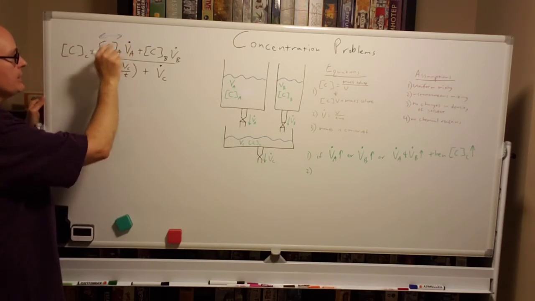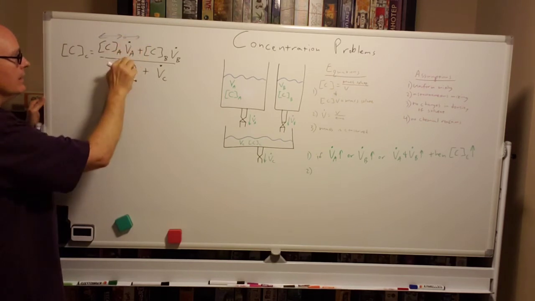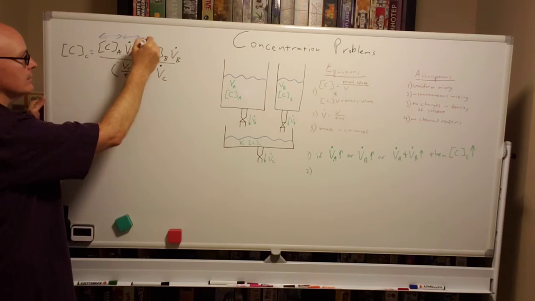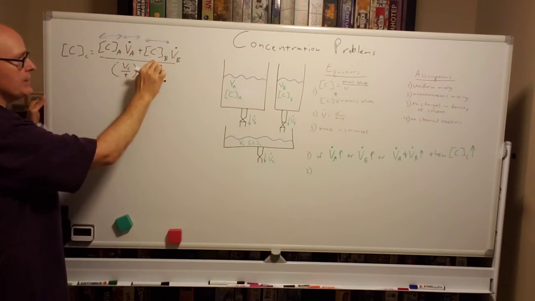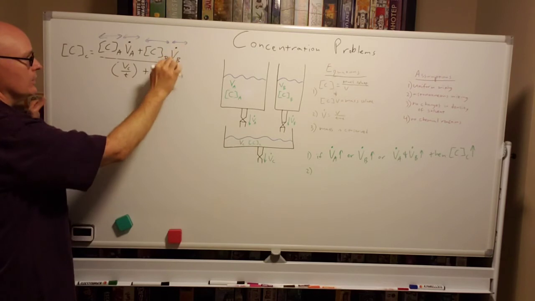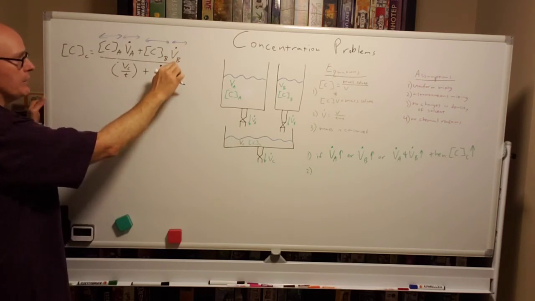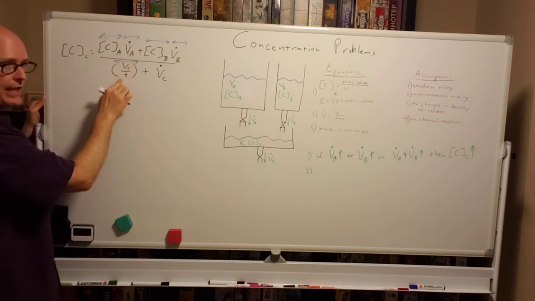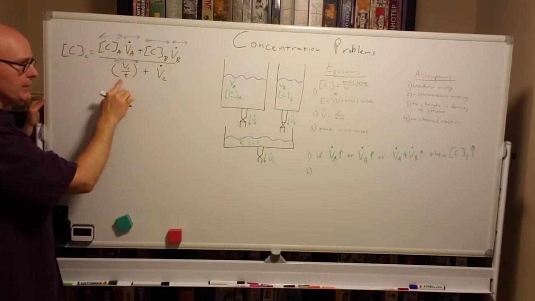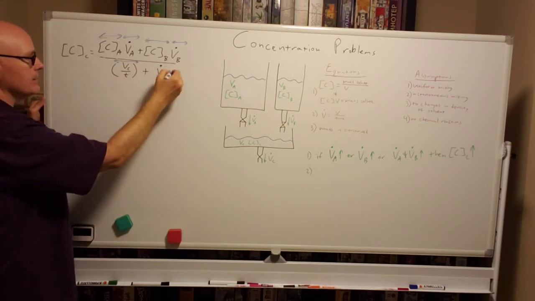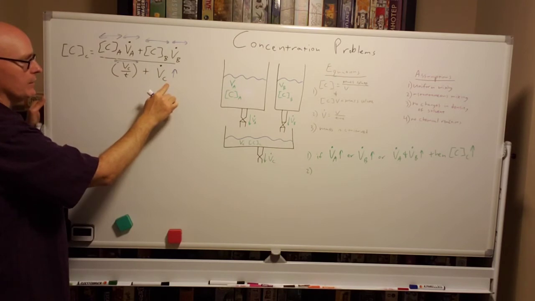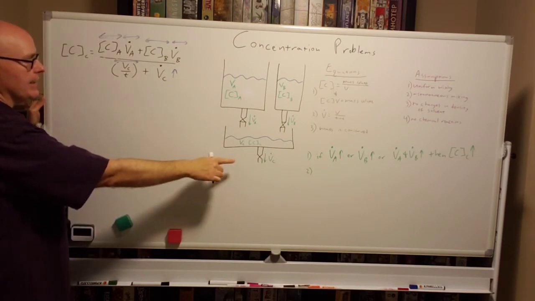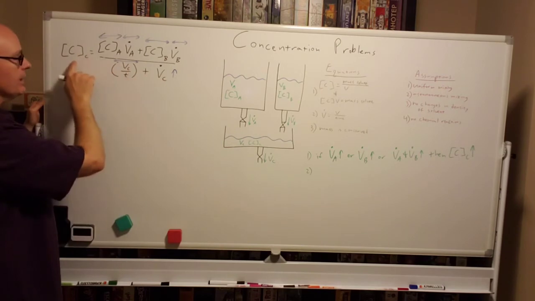So what I've described here is no change in the concentration of A, no change in the volumetric flow rate of A, no change in the concentration of B, no change in the volumetric flow rate of B, no change in the accumulation rate in the tank, but I have increased the volumetric flow rate out of the tank, or the leak rate. What does it do to the concentration?